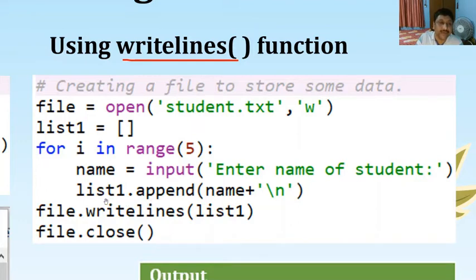Now what we are doing here is appending each name one by one in the list using the append function, and the backslash n means each name will be stored in a separate line. First we have collected all the names in the list, and then we use the writelines function, which is out of the for loop because the writelines function will store the entire list at once in the file, so it is not needed in the loop statement.